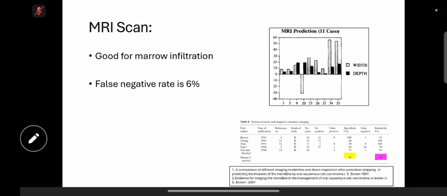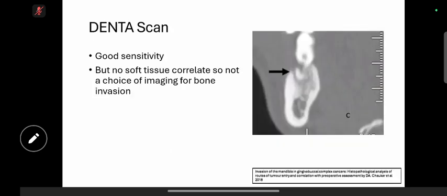Next is MRI scan. It is good for marrow infiltration, and it has a false negative rate of 6% with a specificity of 72% and sensitivity of 85%. Next is dental scan. It has good sensitivity, but because of no soft tissue correlation, it is not the imaging choice for bone invasion.